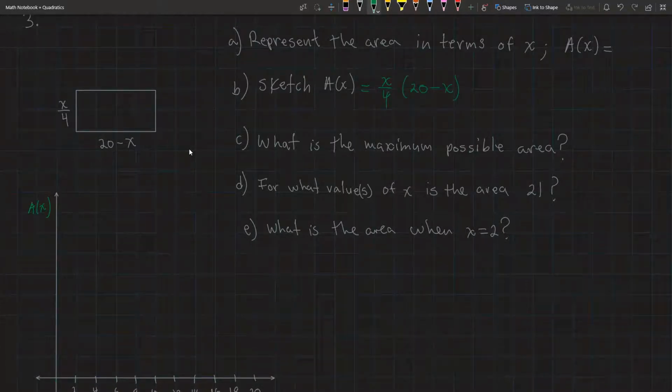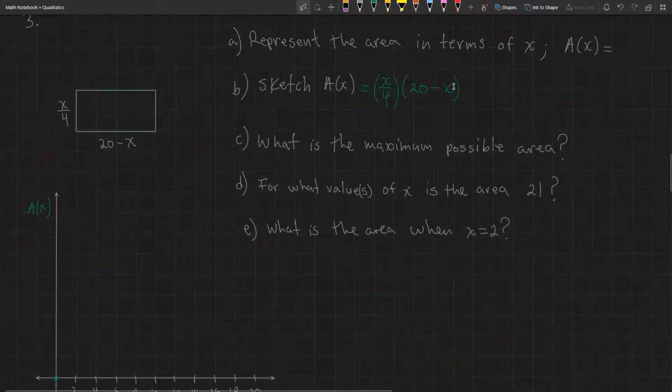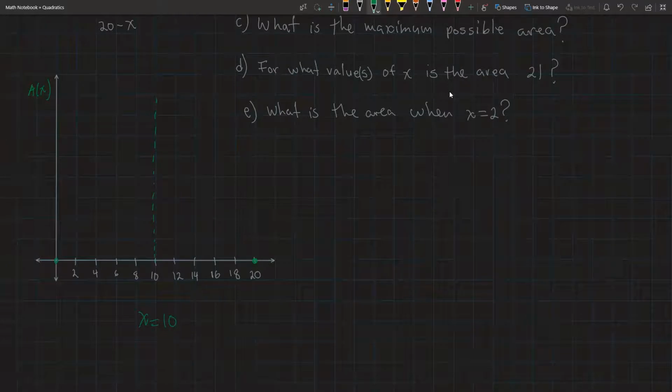And again, I'm not going to distribute. I'm going to think of it again. This is factored form. What makes the first term equal to 0? 0 divided by 4 is still 0. What makes the second term equal to 0? When x is 20. So right in the middle of 0 and 20, we have 10. And again, based on what we've done before, hopefully you realize this is a downward-curving parabola, and at x equals 10 is its maximum.